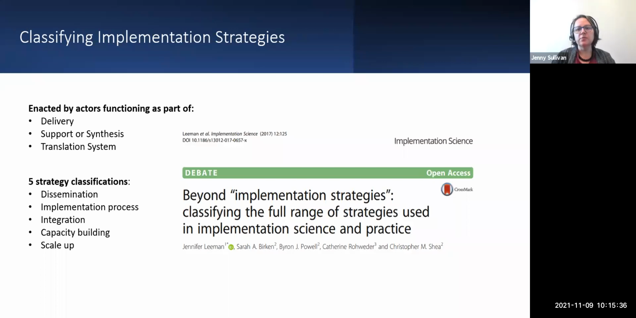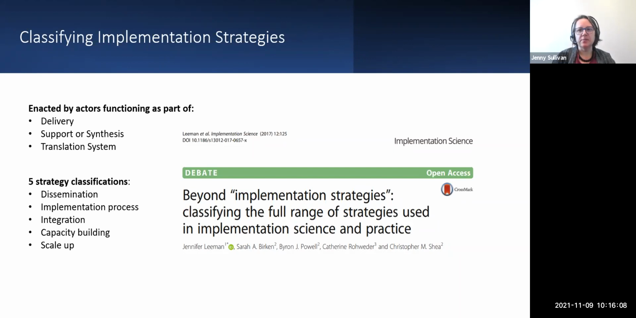So there were really 5 classifications, including dissemination strategies, which target staff and stakeholder knowledge, awareness, and attitudes and intentions to adopt the intervention, implementation process strategies, which remind me of implementation mapping, really, where you're enabling an innovation to be planned and delivered over different stages. You assess context, engage with your stakeholders, and monitor implementation process and make improvements along the way.